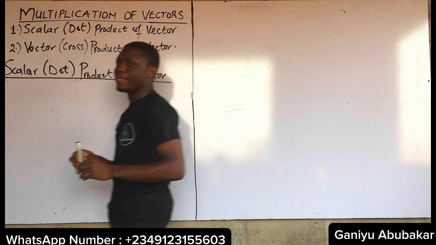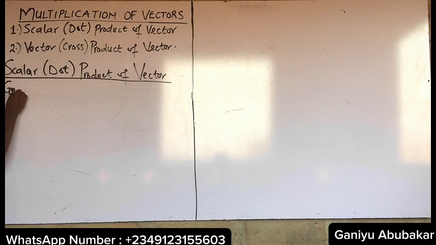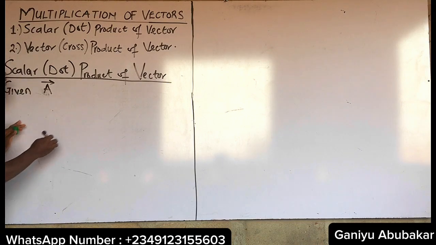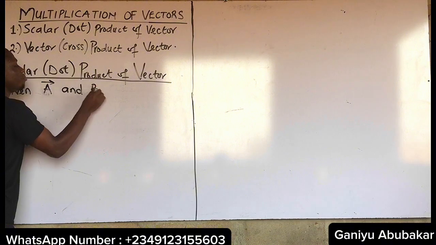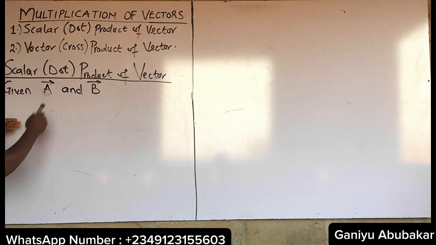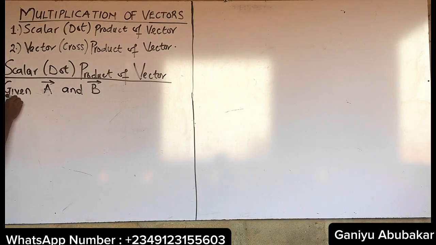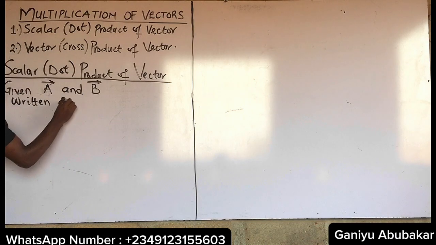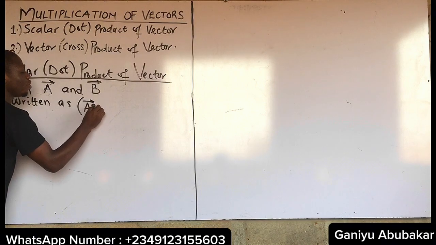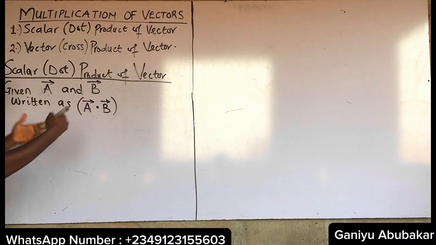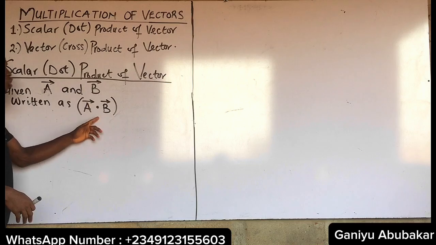Given vector A and vector B such that they are multiplying, their dot product is written as vector A dot vector B. So given two vectors A and B, note that their dot product is written as A dot B.